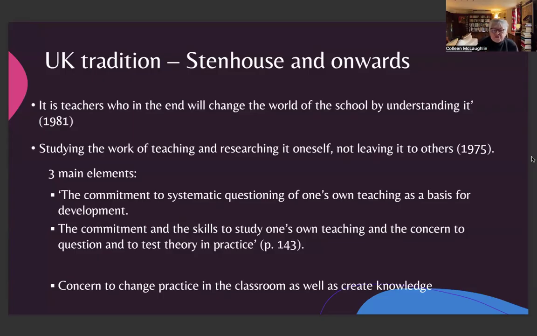People try to change the classroom from outside. You can't do that because in the end, the ruler of the classroom is the teacher. And Stenhouse argued that we ought to be using teacher research. We ought to be studying the work of teaching and researching it, not leaving it to other people. And all teachers should be involved in this, was his reasoning. So he said that it had three main elements, and I see I've only put two up here.